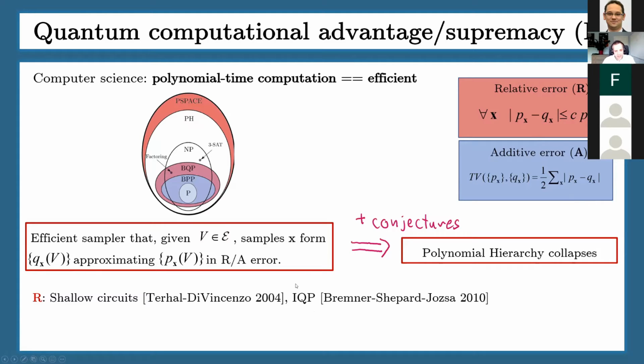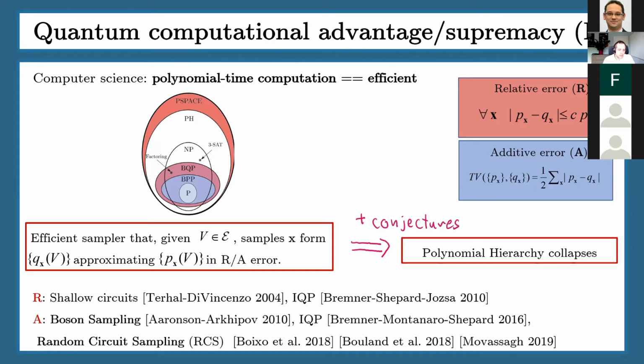You have this class IQP, some restricted class of gates. You first start with a computational basis state, then you apply Hadamards, then you apply anything which is diagonal in the Z basis, some unitary. Then you put Hadamards again and you measure. So it's a restricted class of quantum operations. Still, you can prove hardness for relative error.